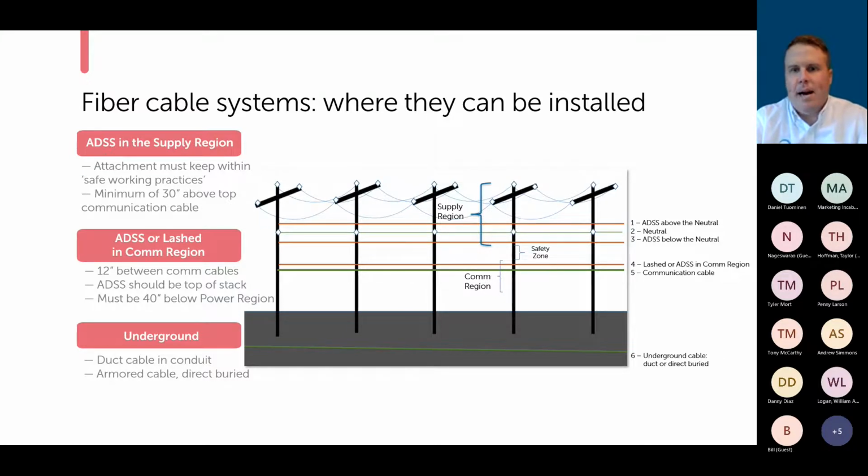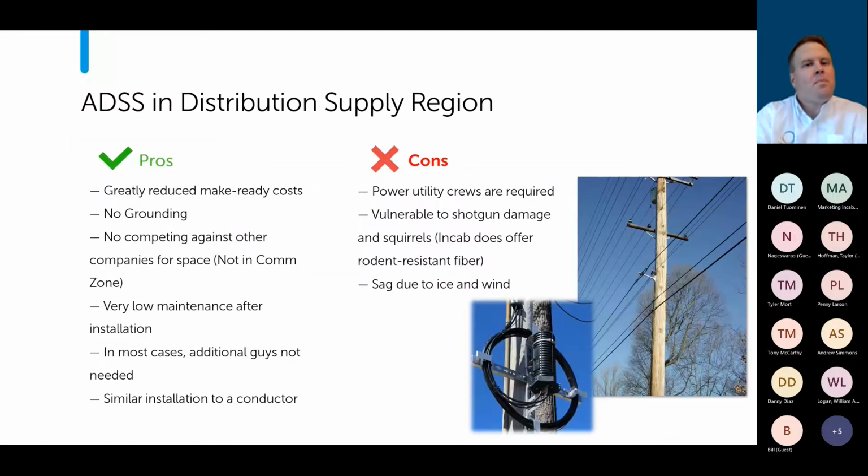So obviously our main options there are, we can either put conduit in the ground and pull or blow cable through the conduit, or we can just take an armored cable and direct bury it. So next, we'll go into a little bit more of the details on these specific areas.